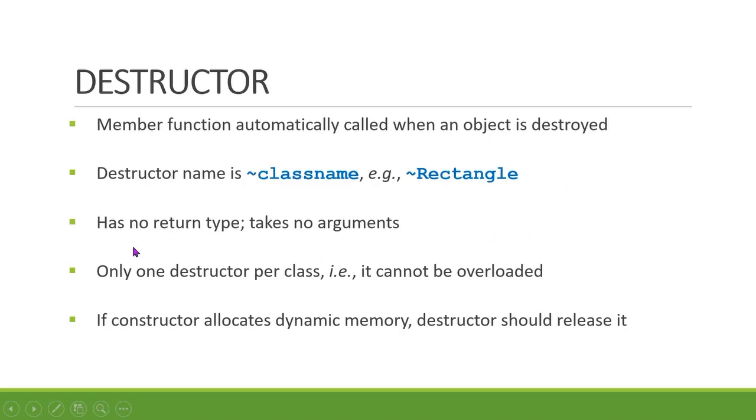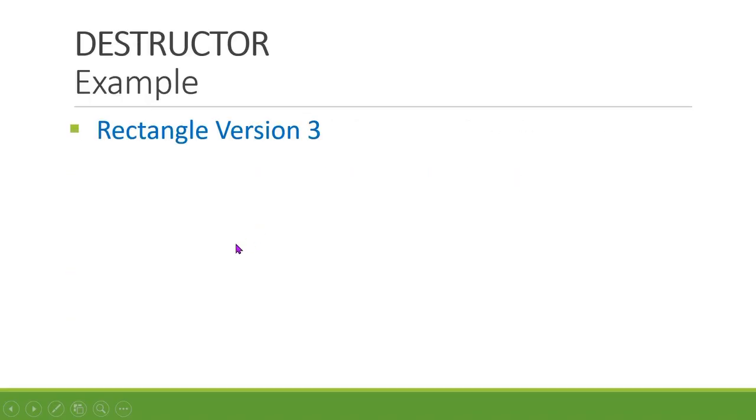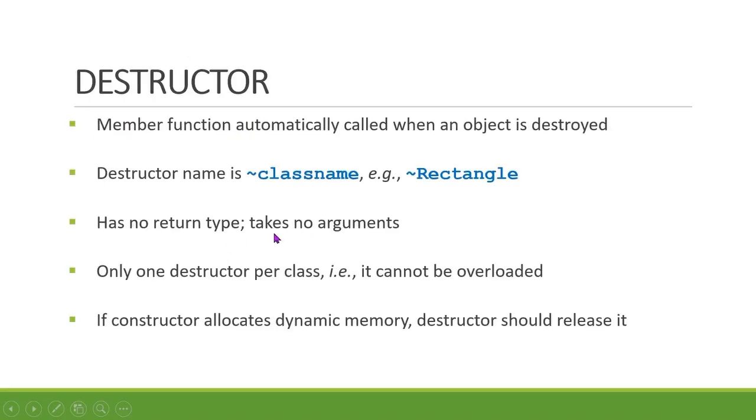The destructor, just like the constructor, has no return type. But unlike the constructor, it also takes no arguments, which means you can only have one destructor per class and it can't be overloaded. If a constructor allocates dynamic memory, the destructor should release it. And really, this is the only good purpose that I can think of for a destructor, is if you're dynamically allocating anything in your class, the destructor is the perfect place to release that memory.